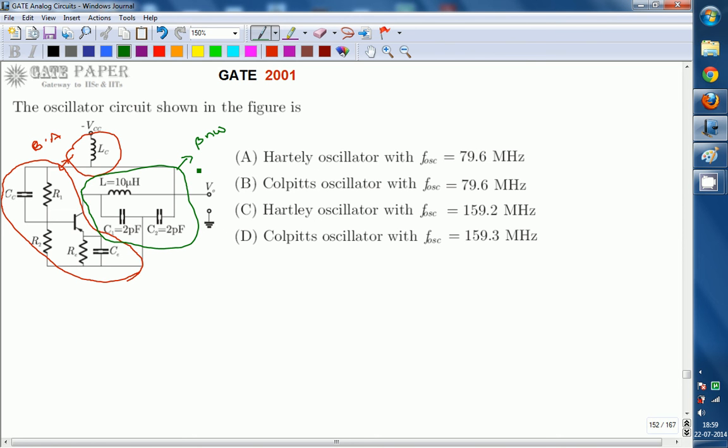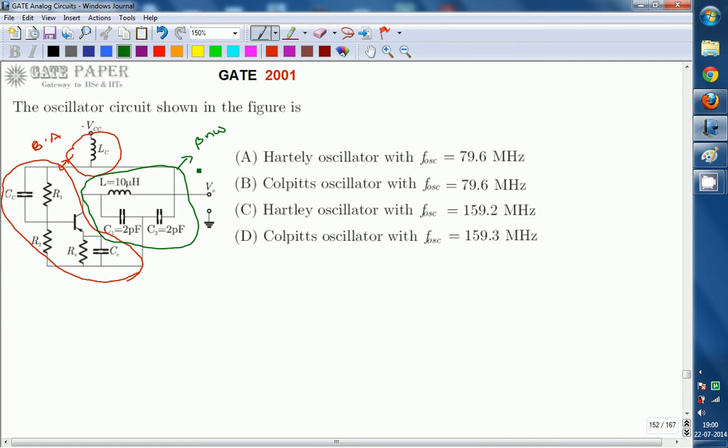So by looking at the beta network we can tell the type of oscillator. Because the basic amplifier is going to be common, what matters is the type of feedback network. The elements present in the feedback network decide what type of oscillator it will be. So look at this beta network. It consists of L and C elements, that is, inductor and capacitor.